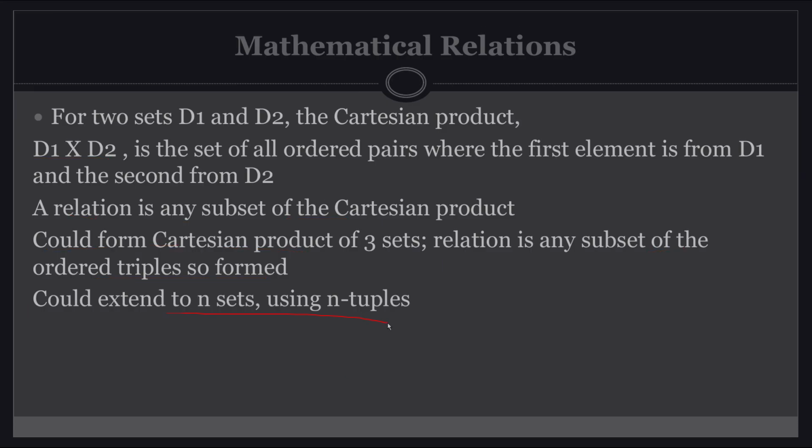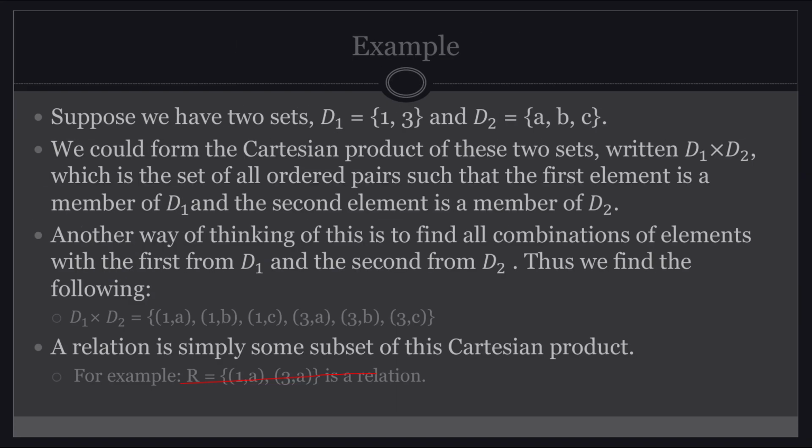You can also extend this to n sets, so you have an element of D1, an element of D2, an element of D3, followed by an element of D4. And you can also have the same set actually, like D1 times D1. Then you'd have 1 1, 1 3, 3 1, and 3 3.